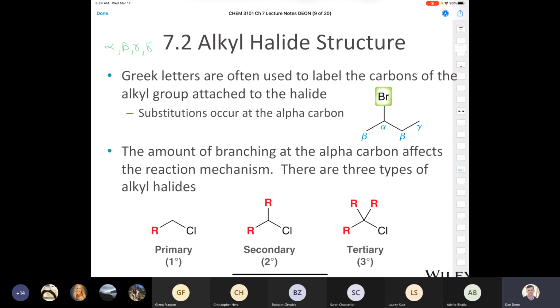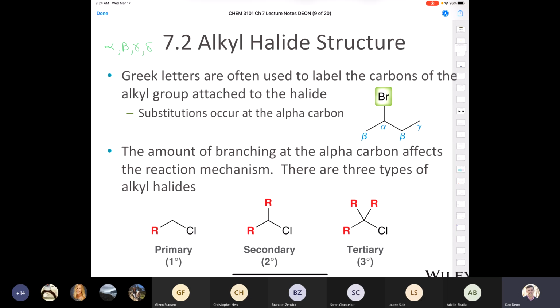So if you're a member of a fraternity or sorority, maybe they made you memorize the entire Greek alphabet. I don't know. But anyhow, Greek letters are used a lot in organic chemistry to label carbons of an alkyl group that's attached to an alkyl or attached to a halogen.